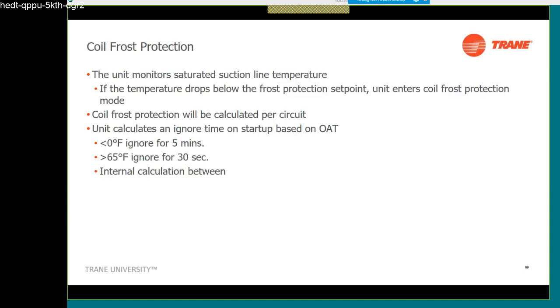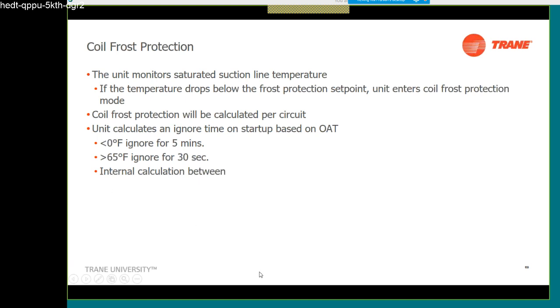All right, coil frost protection. We're looking at suction line temp. We have that suction line temp sensor. If it drops below the frost protection set point, then the unit goes into frost protection mode. So coil frost protection will be calculated per circuit. It's an adjustable point. When the outside air temperature is above 65, we're going to ignore it for 30 seconds. If it's below 0 degrees, basically, we're going to ignore it for 5 minutes. It's going to be that linear scale in between there.